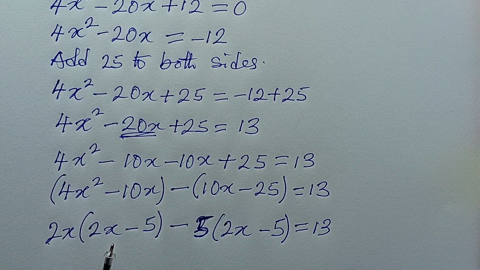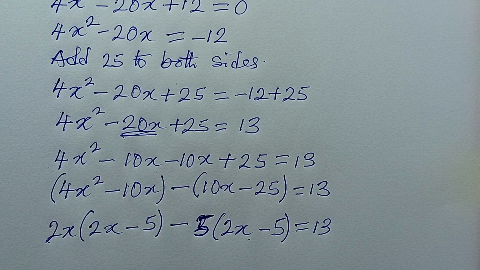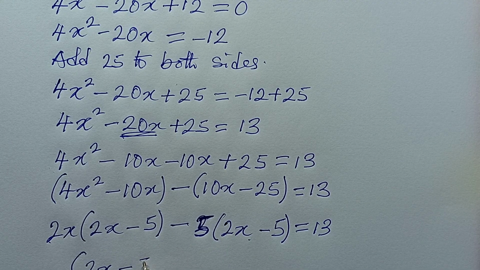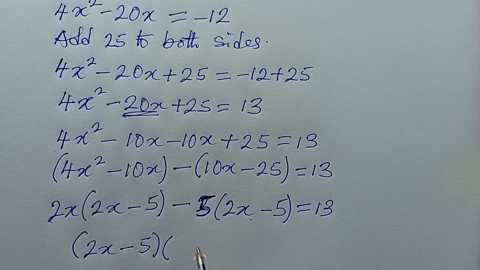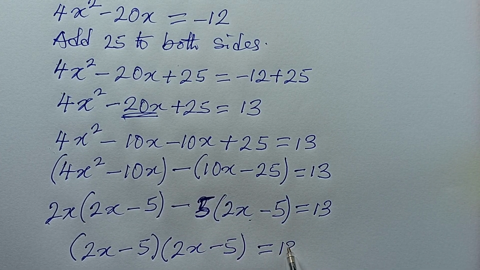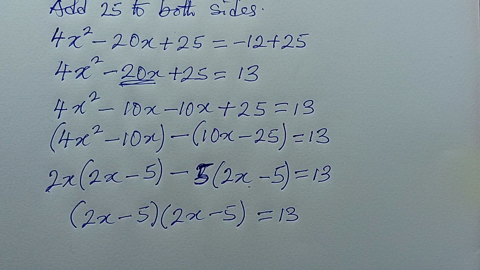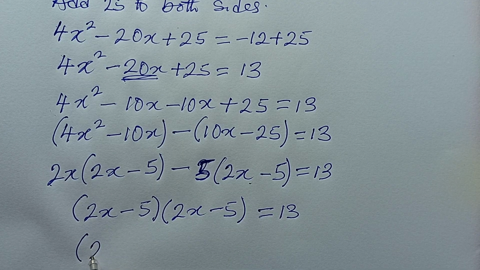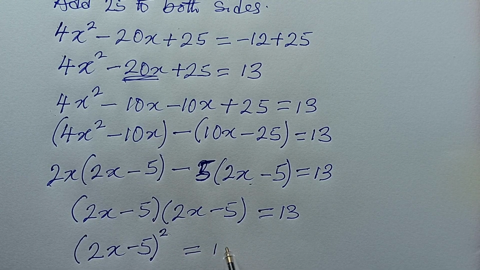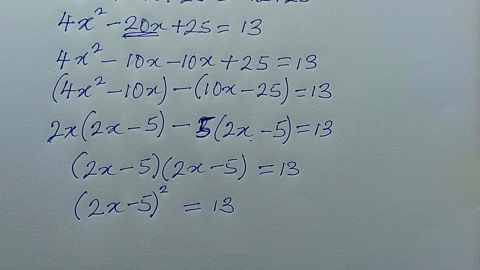Now from here, this and this are the same. So we take these that are outside and this that are inside. We take only one. So this is going to give us bracket our 2x minus 5, the bracket our 2x minus 5 equal to our 13. Now, you discover that the quantity here and the quantity here are the same. So this could also be written as our bracket 2x minus 5 all raised to the power of 2 equal to 13.